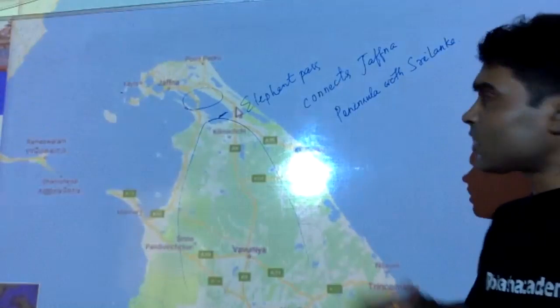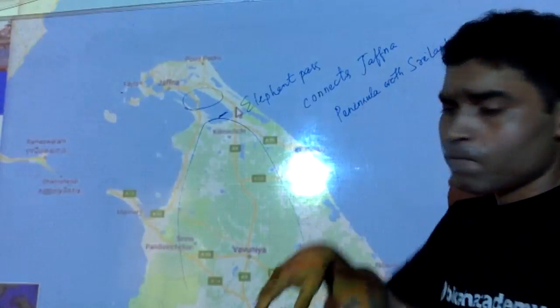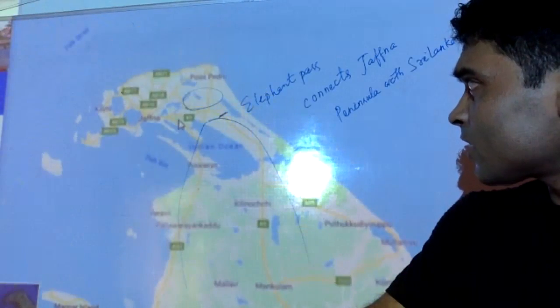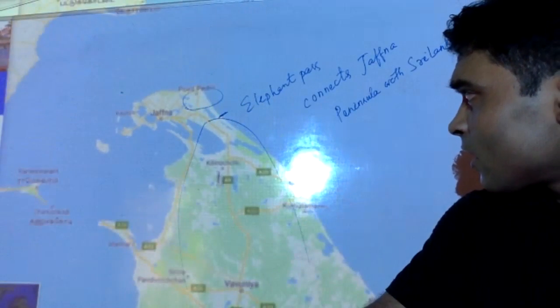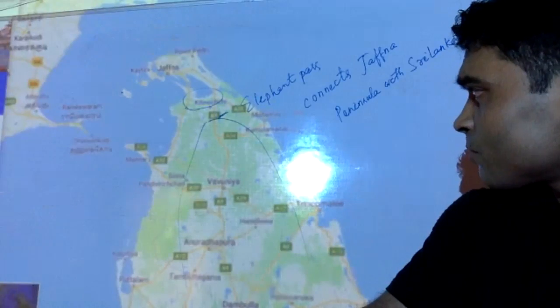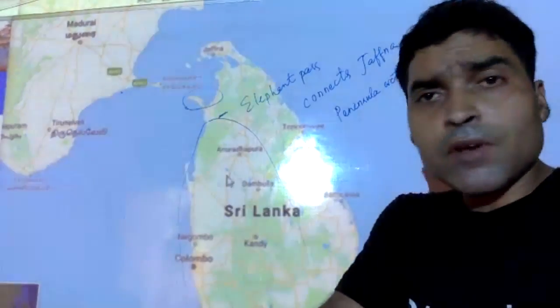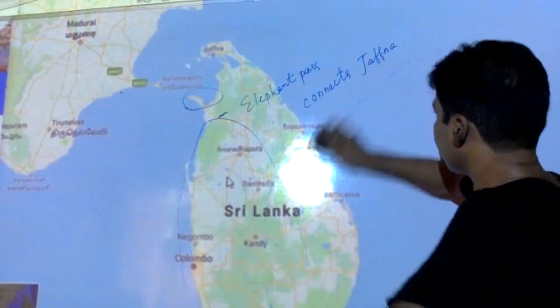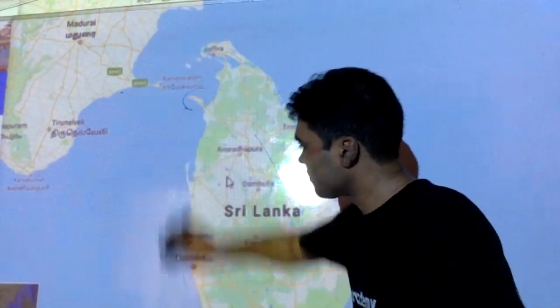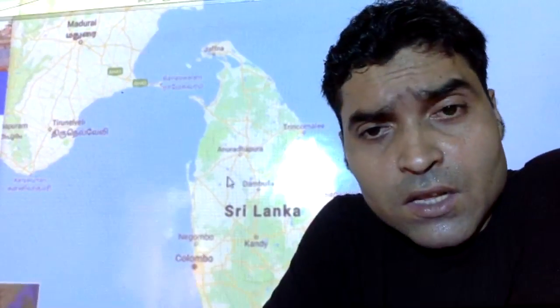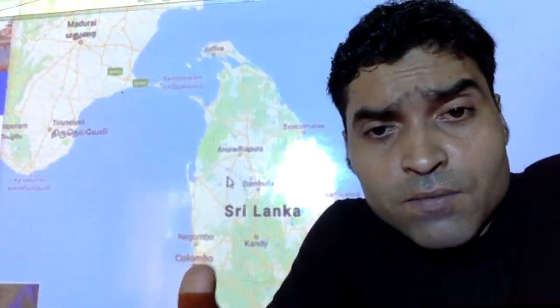Jaffna Peninsula with Sri Lanka. So I hope you got this point. Jaffna Peninsula is here, and this is your mainland Sri Lanka, right? And I have already told you the capitals of Sri Lanka. Three capitals you have to remember. One is Kandy, the former capital. Next is Colombo. And the last one, the current one, is Sri Jayavardhanapura Kotte, south of Colombo.